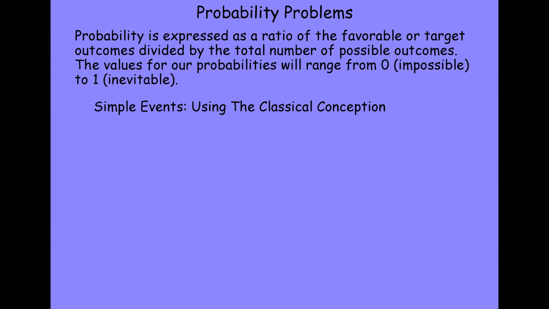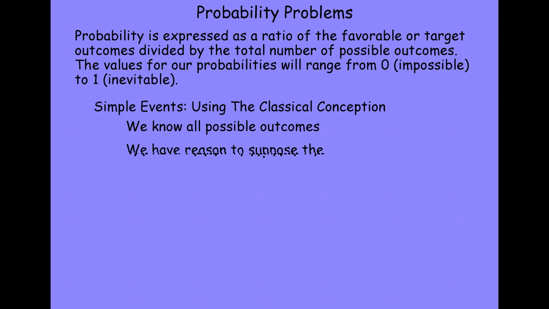So let's start with the classical conception of probability theory. The classical conception of probability theory applies because we know all the possible outcomes. That is, we know everything in n, that denominator. We know every different possible way the world could be. And importantly, we also know the following.